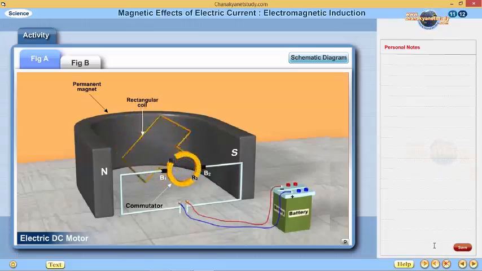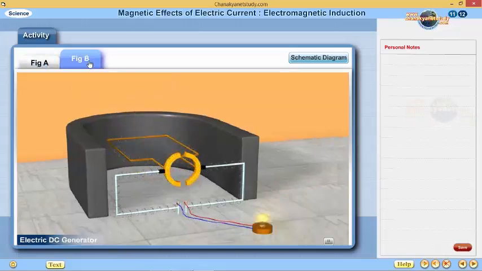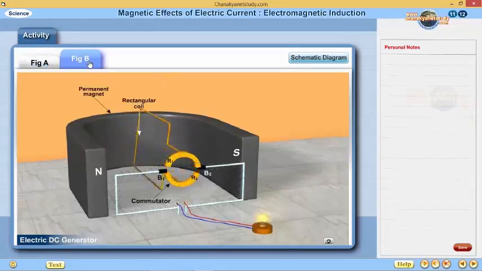Dissimilarities in the construction of an electric motor and an electric DC generator. A battery is used in an electric motor but not in an electric DC generator. A bulb is used in an electric DC generator but not in an electric motor.